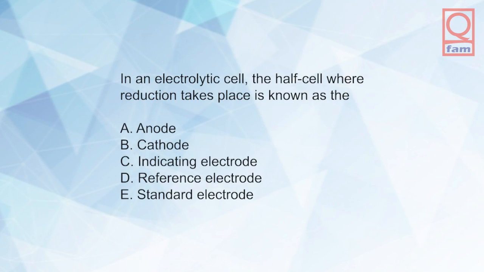In an electrolytic cell, the half cell where reduction takes place is known as the A. Anode. B. Cathode. C. Indicating electrode. D. Reference electrode. E. Standard electrode. The answer is B. Cathode.